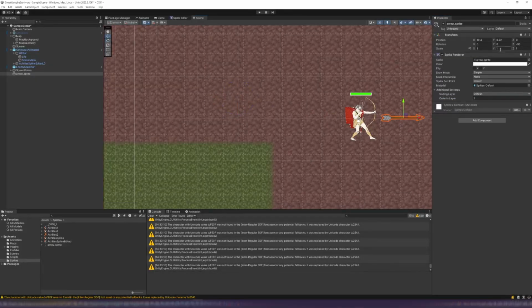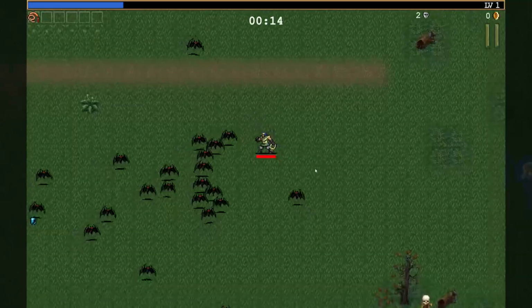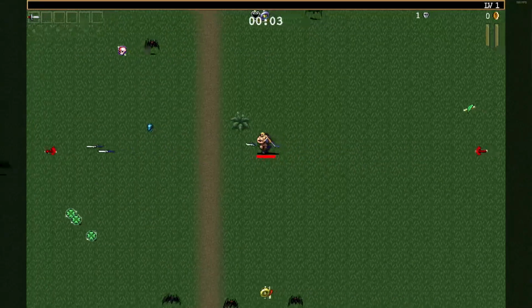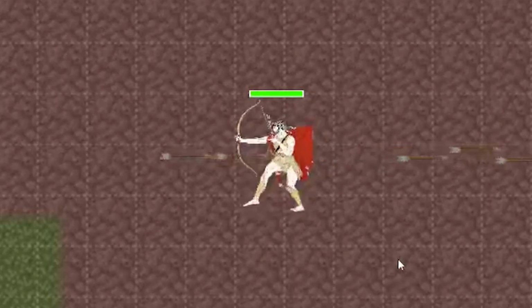I started with a simple bow weapon. It shoots an arrow in the direction you're walking. It's just like the dagger from Vampire Survivors. Big problem though. The arrow's facing the wrong way.